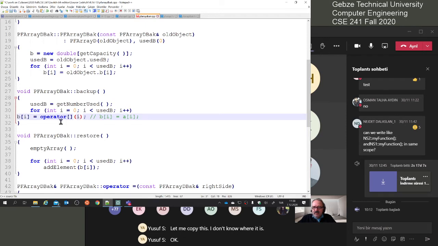Okay. Do you think this would be fine? b[i] = a[i]. Is this okay? Two questions. Does this compile? If it compiles, does it work?